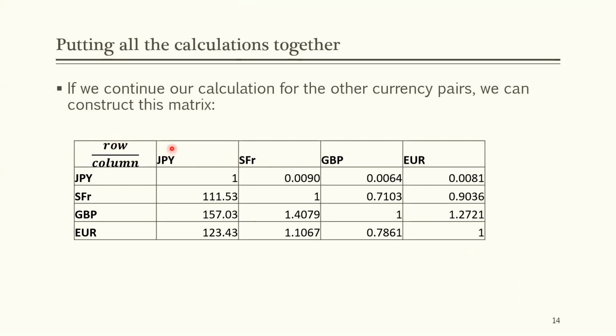So for our question, we have 4 currencies. We have the Japanese yen, the Swiss franc, the pound, and the euro. So our matrix is a 4x4 matrix.